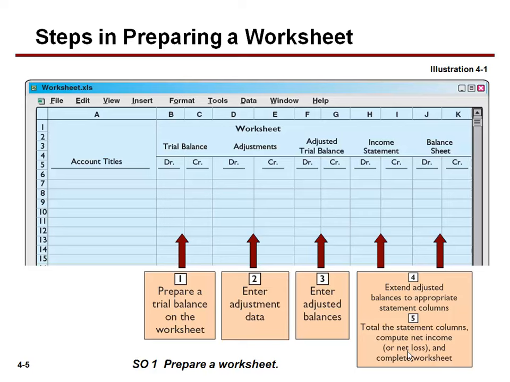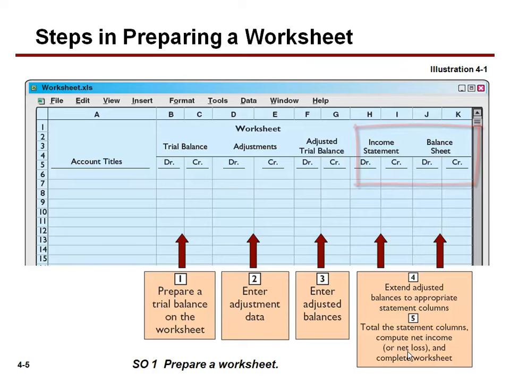The third step, involving columns F and G, are simply a mechanical step that involves bringing over our updated balances of the trial balance, taking into account any adjusting journal entries in columns D and E. Step 4 is extending all our account balances in the adjusted trial balance to either an income statement, columns H and I, or a balance sheet, columns J and K.